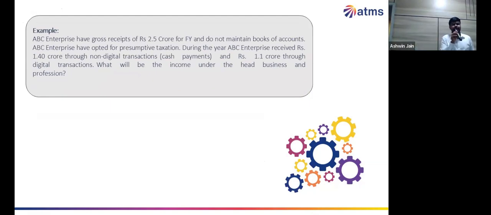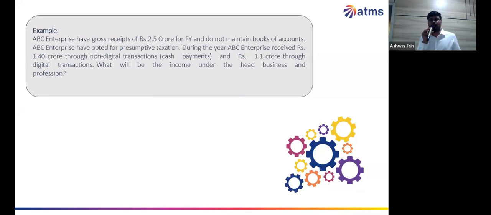ABC Enterprises have a gross receipt of 2.5 crore for the financial year and do not maintain books of accounts. ABC Enterprises have opted for presumptive taxation. During the year, ABC Enterprises received 1.4 crore through non-digital transaction, that is in cash, and 1.1 crore through a digital transaction. What will be the income under these heads?